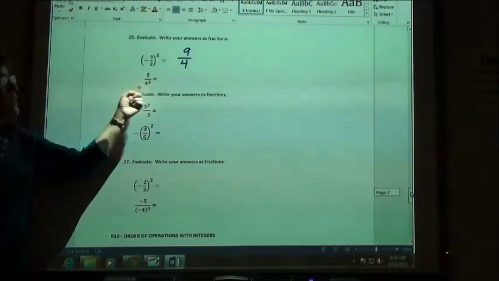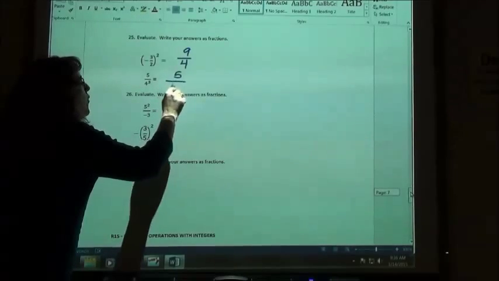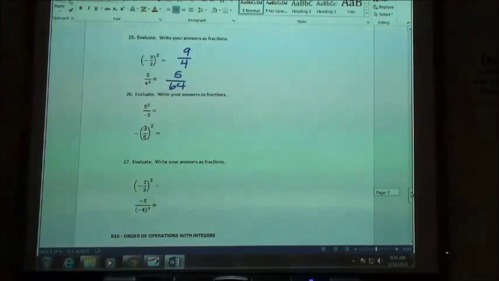This one, notice the cubing is only next to the 4. So the numerator 5 is going to stay the same. And I'm just going to cube the 4. And so I end up with 5 over 64.